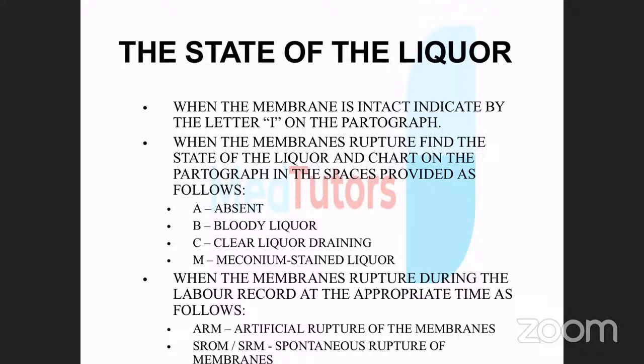When a membrane ruptures during labor, you record the appropriate time as follows. If the membrane rupture was artificial, you put ARM, artificial rupture of membranes. If the membrane rupture was spontaneous, you put SRM or SROM.